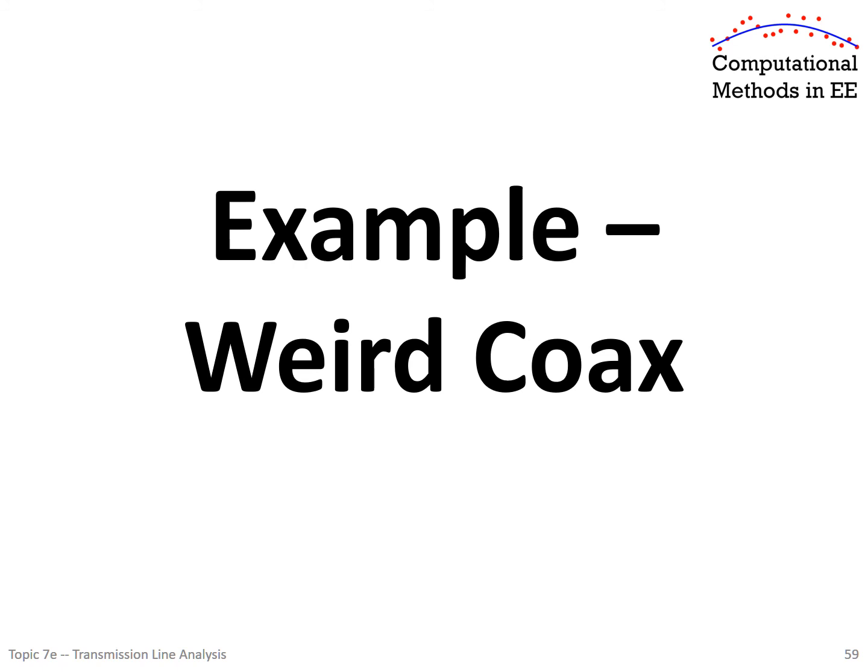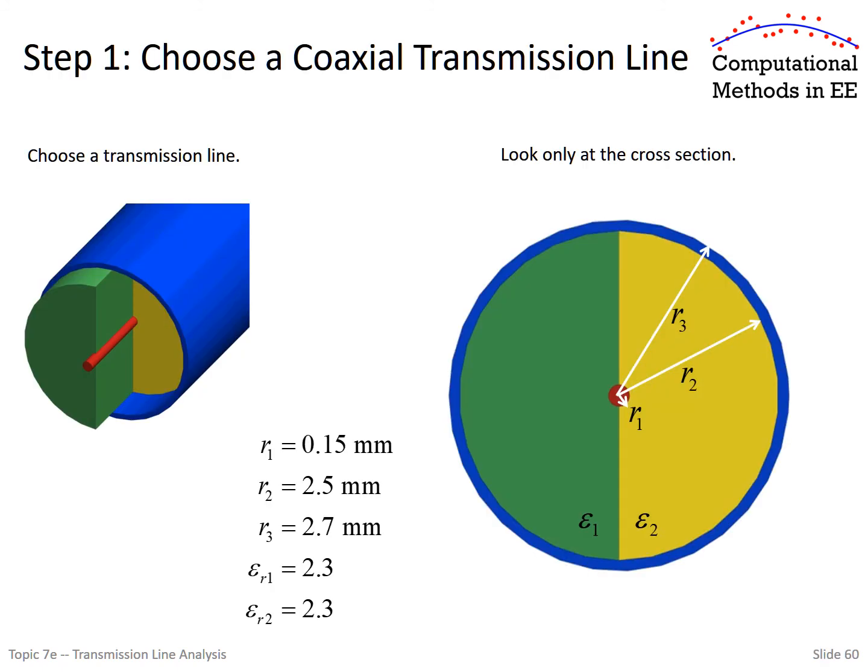So let's go ahead. Here's an example for what I call the weird coax. So the weird coax is one that's a coaxial line, but the dielectric is split into two. And this is simply to exercise having two different dielectrics. Now in this example, I've set them to be the same value. So we will still build this as if it's different, but since we put in the same number, it really is a constant dielectric fill inside the transmission line. So I gave all the dimensions for radii, for relative permittivity. We are ready to solve.